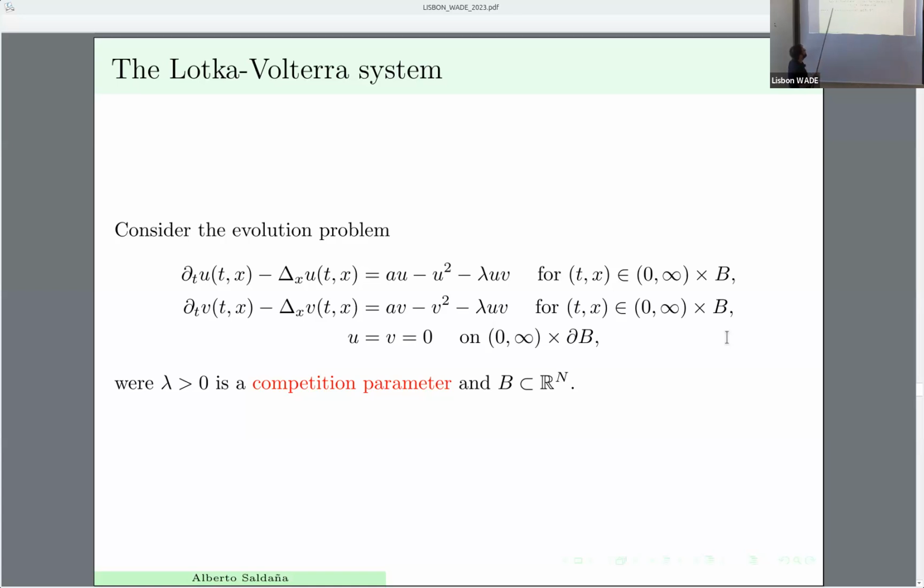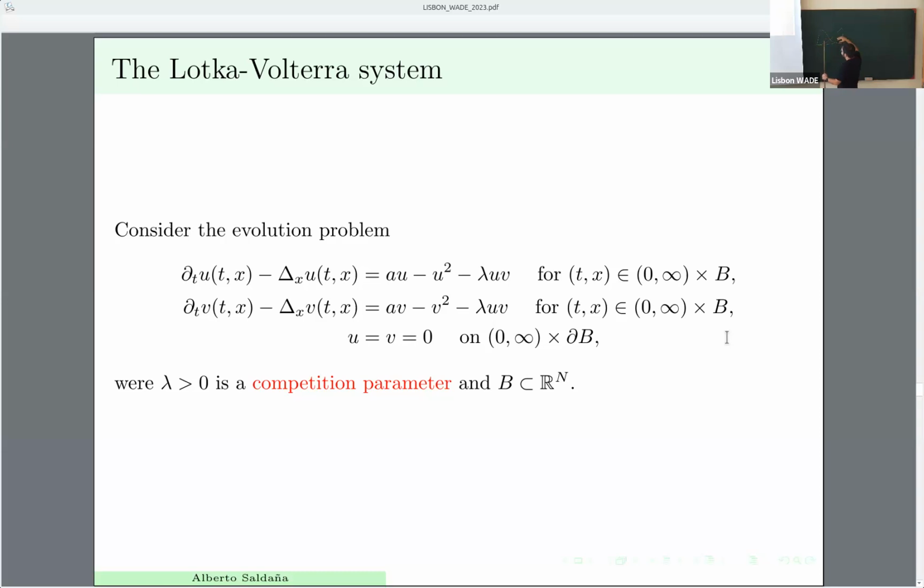Here, lambda is a positive parameter. Now, the thing is that if lambda is very large, and I take the time to infinity, they will segregate. They don't get any advantage from living together. So after a while, they will try to minimize the interaction. So we have Dirichlet boundary conditions.